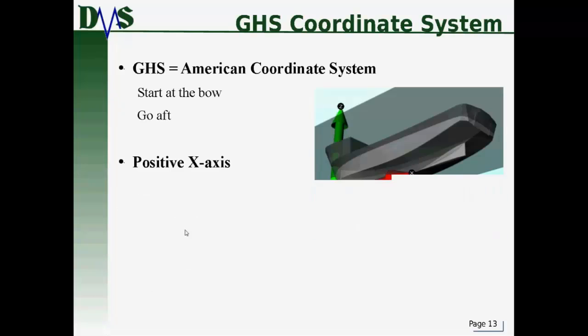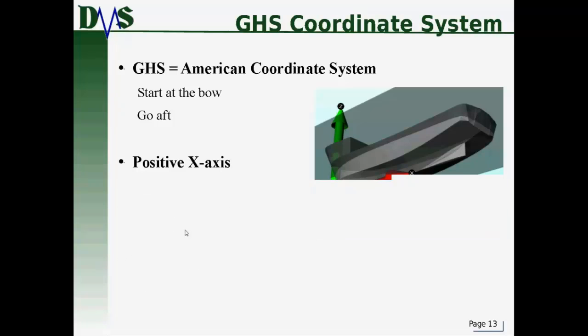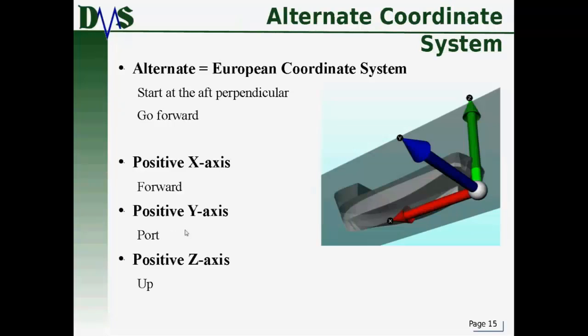Okay, next thing we are going to review is the GHS Coordinate System. Just going to quickly recap on this, and then I'm going to explain why. So the GHS Coordinate System is by default an American coordinate system. It starts with an origin at the bow, positive x-axis going aft, positive y to starboard, and positive z going up. But a lot of people also like to use the European coordinate system, which starts at the stern, at the aft perpendicular, x goes forward, y goes to port, and z goes up. The good news is you don't necessarily have to worry about that in GHS.